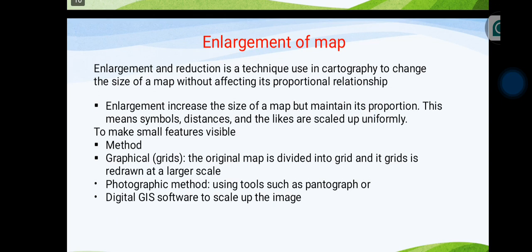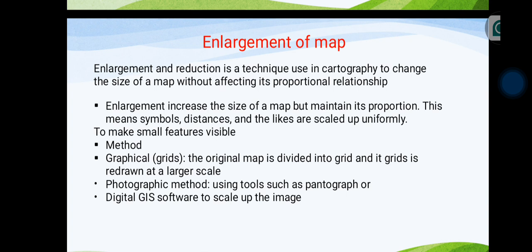Now, having said that, let's look at how to enlarge and reduce our map or maps. Enlargement and reduction is a technique used in cartography to change the size of a map without affecting its proportional relationship. You can change the size of your map to either small or large, and its relationship with other pictures will not be affected.